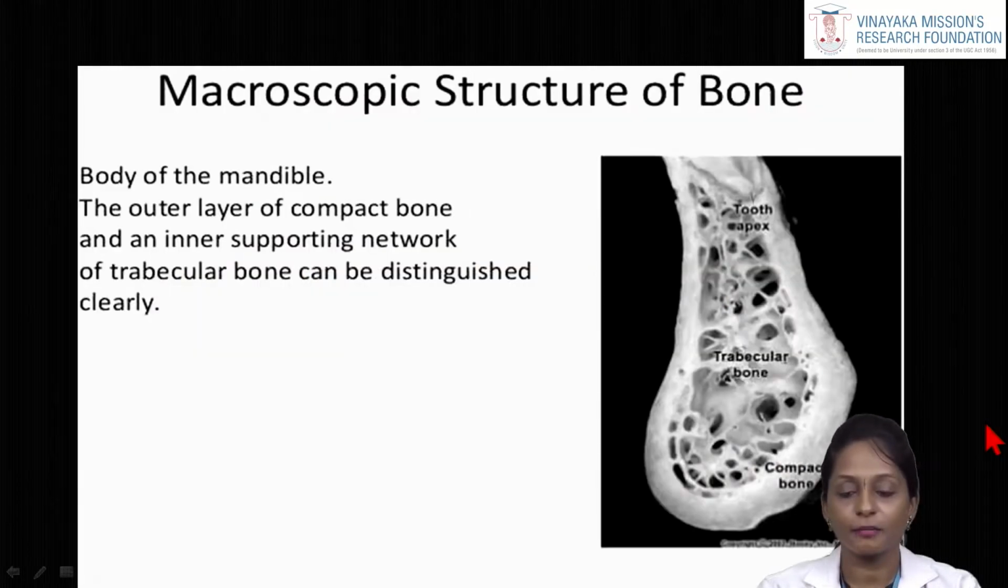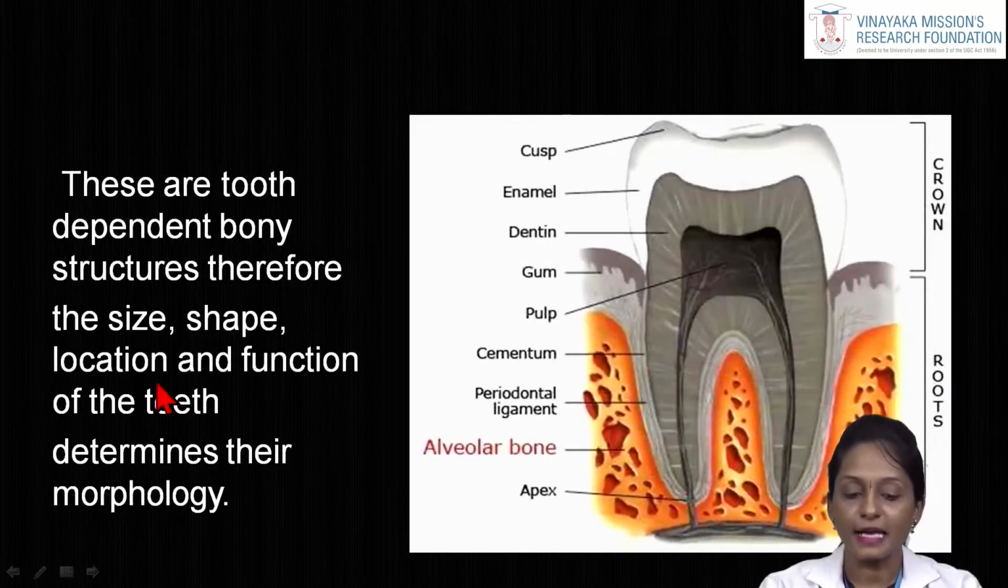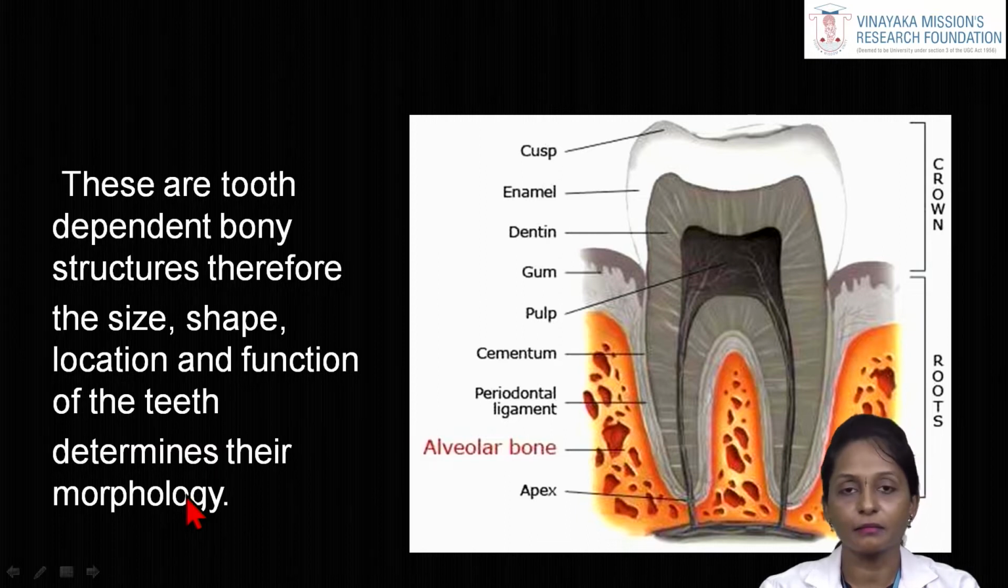Then comes the macroscopic structure of bone. This picture is the longitudinal section of the mandibular bone, and here you can see the tooth apex, and below it you can see the alveolar process as such. The outer part is the compact bone, and the middle part is the trabecular bone. In this picture, the size and shape, location and function of the teeth determine the morphology.